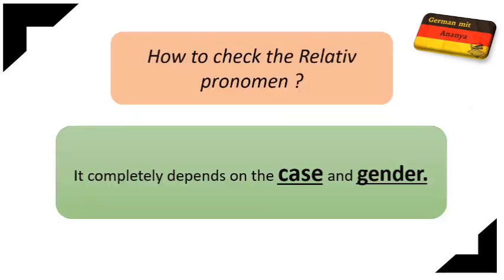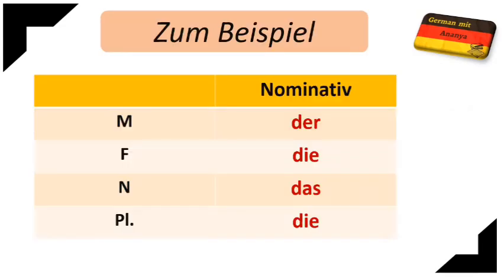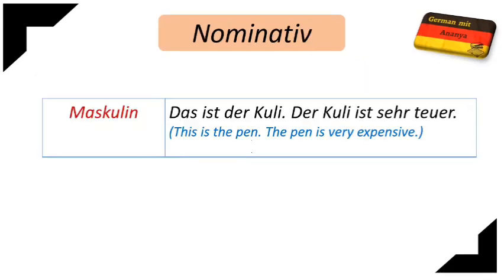Right. Now, how to check the relative pronomen? You have two sentences. You have got to know what is relating to each other. But how will you determine which relative pronomen you have to use? It completely depends on the case and the gender. So, let's take an example. Let's start with the nominative. The relative pronomen for masculine is der, feminine is die, neutrum is das, and plural is die.